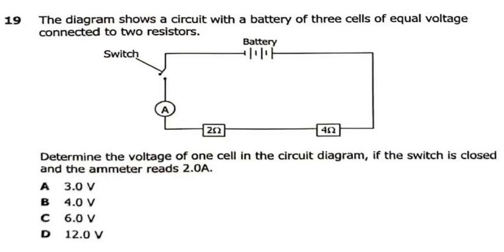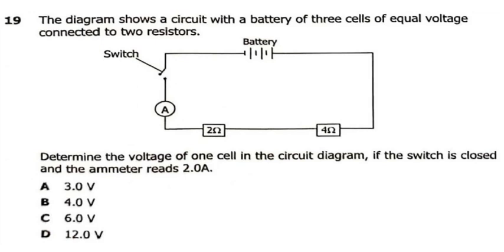Question 19 was as follows. The diagram shows a circuit with a battery of 3 cells of equal voltage connected to 2 resistors. So we can take time and start the diagram, and this is the diagram that is demonstrated here.